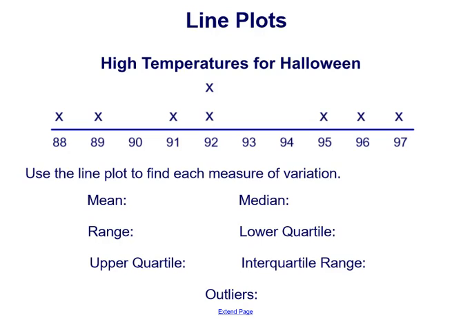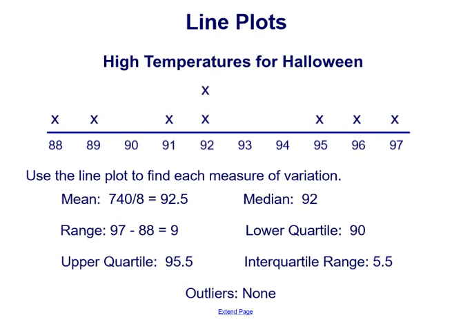We can then use the line plot to find the measure of each variation. We can find the mean, the median, the range, the lower quartile, upper quartile, interquartile range, and outliers. So for these high temperatures of Halloween, we have the mean. For the mean, we still have to add up and find the sum of all the data points and divide by how many there are, which in this case is 740 divided by 8, which is 92.5.